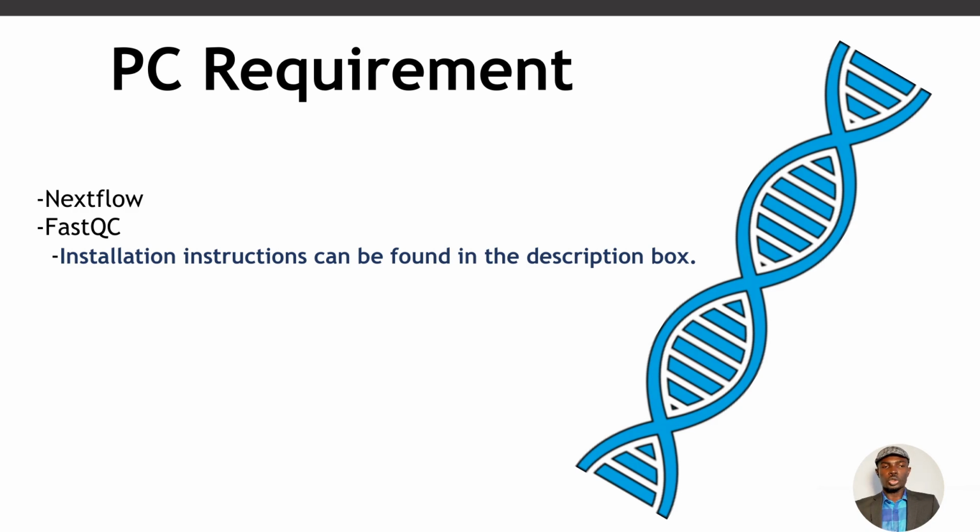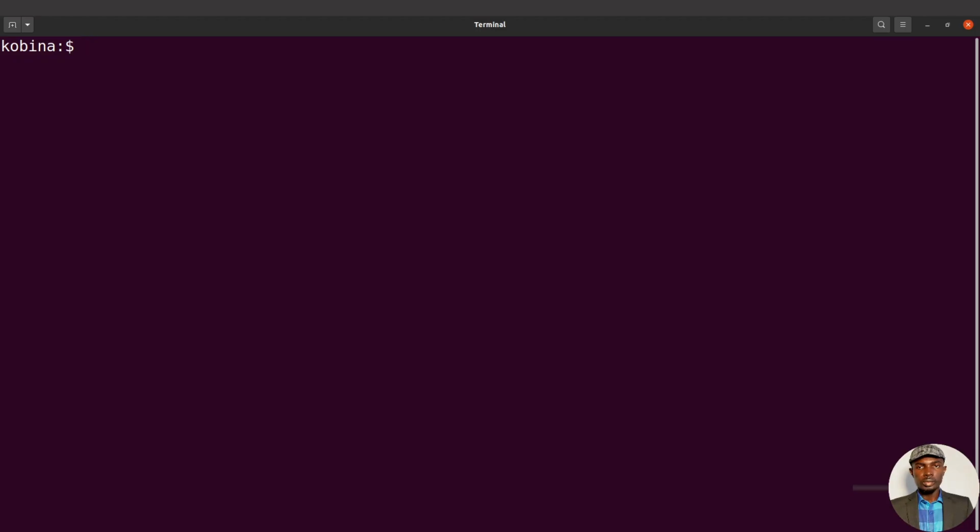Now let's get started. We are now going to open our terminal and then start the exercise. Okay, we are on the terminal now. What I'm going to do next is to create a working directory and then cd into it. So I'll say mkdir nextflow and then I'll cd into it.